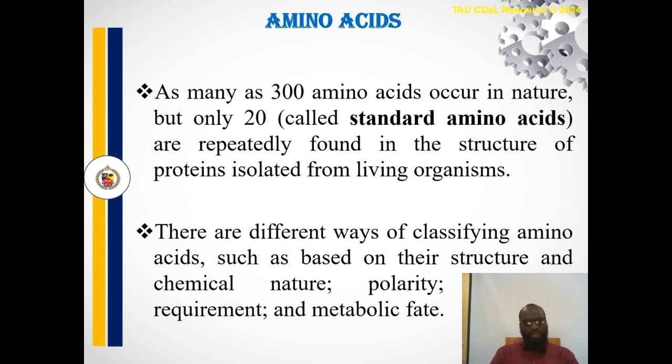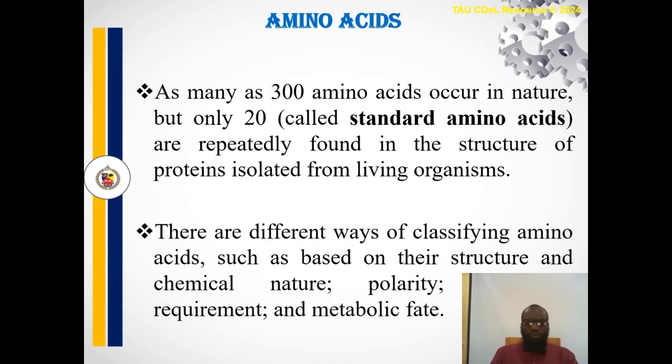We have as many as 300 amino acids that occur in nature. However, 20 of these amino acids are called the standard amino acids. Why are they called standard amino acids? Because they occur repeatedly in protein structures. These are the amino acids found in protein structures. However, like I said, we have as many as 300 amino acids.